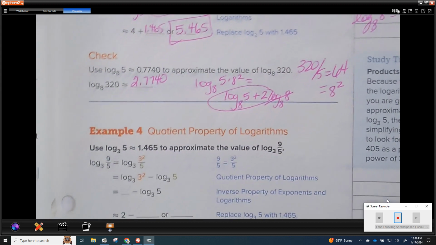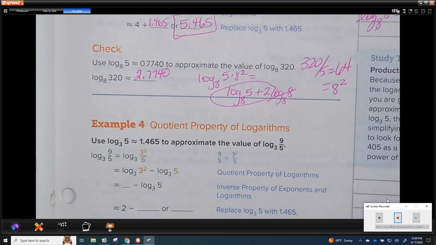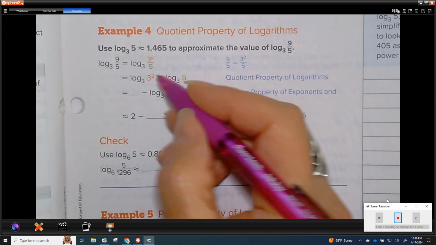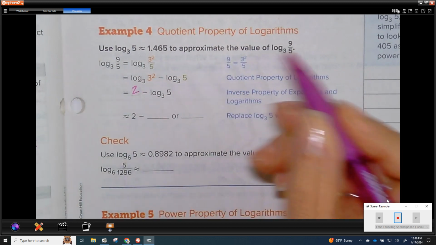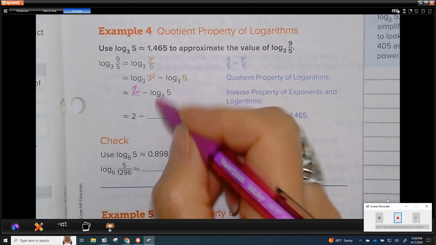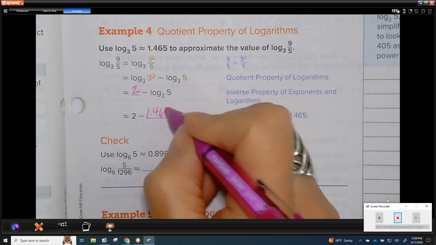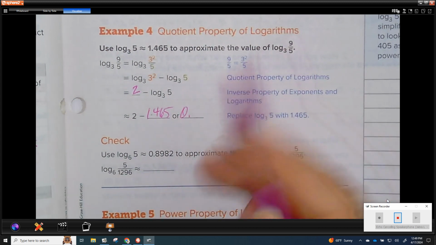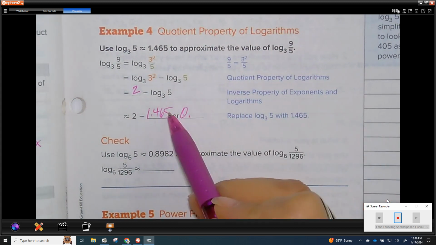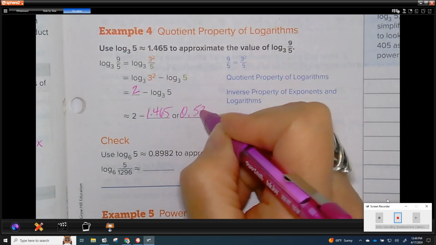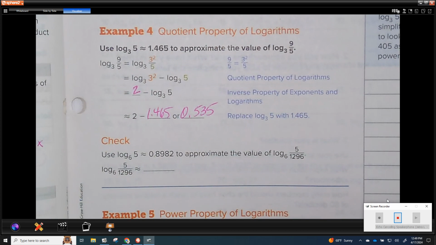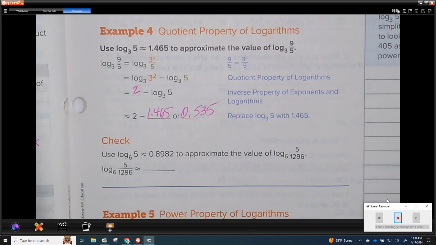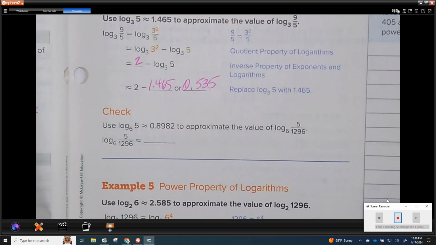Okay, here's one that's division, so they subtracted. We get log base 3 of 3, so that's just 2. This is 1.465. And we get 0.465 to 1,000 would be 535. It goes on doing similar things with these. So let's go on to the next page.